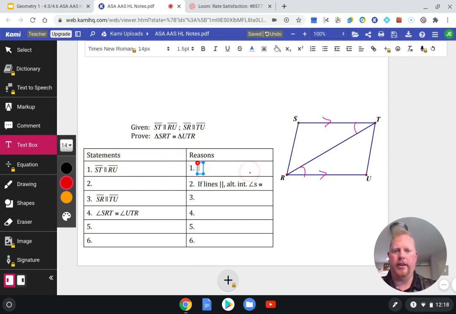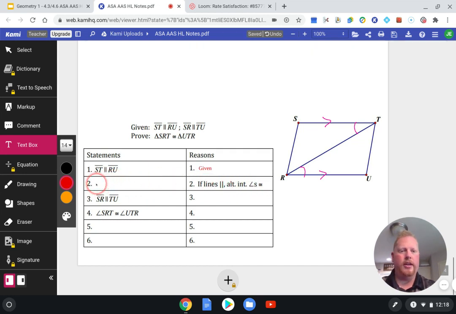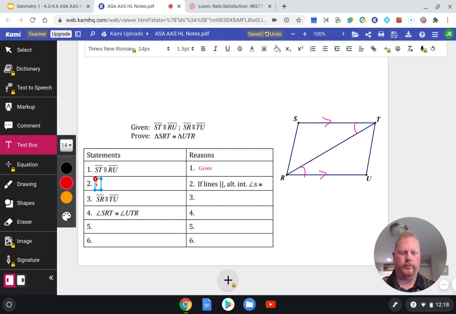So ST is parallel to RU. That was given to us. And then it wants us to say something about if lines are parallel, then alternate interior angles are congruent. So which two angles were they? It was angle STR is congruent to angle URT. Okay, so far I have logged in my proof one set of congruent angles. Let's take a look at what else it says.